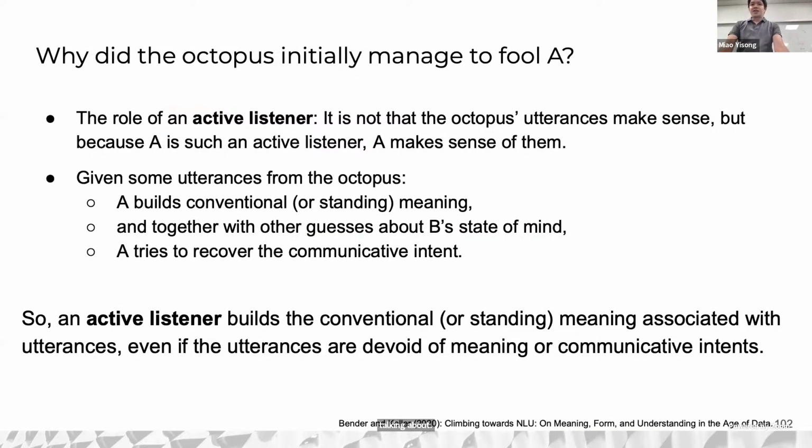So why did the octopus initially manage to fool A? That's partly due to the role of an active listener. Earlier we talked about how to find out the correct communicative intent: you need to make some guesses. Regardless of whether some expression has meaning or not, you as the active listener will try to make sense of it. So this is partly due to this.